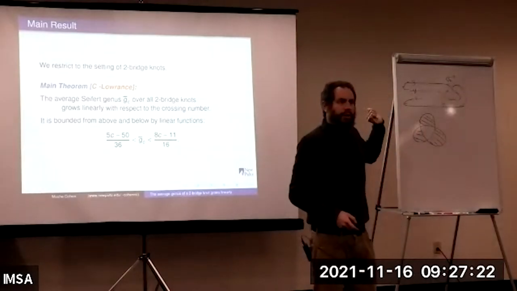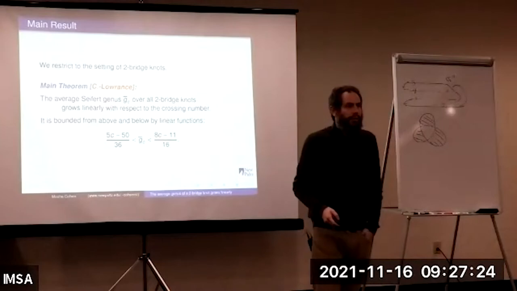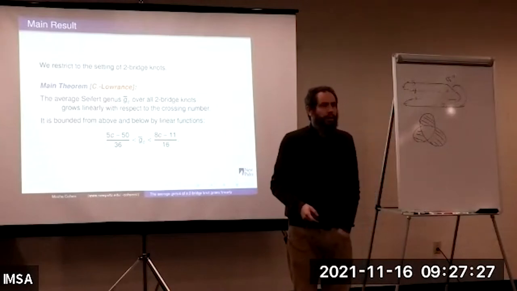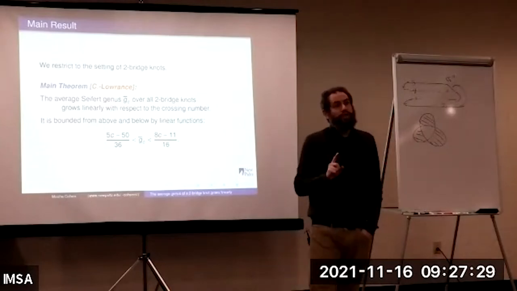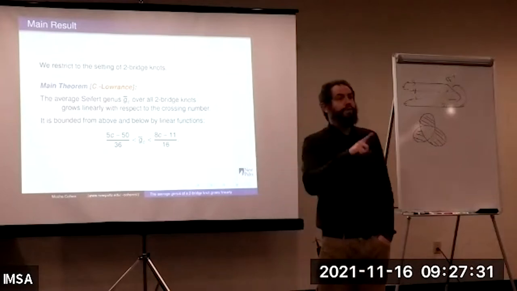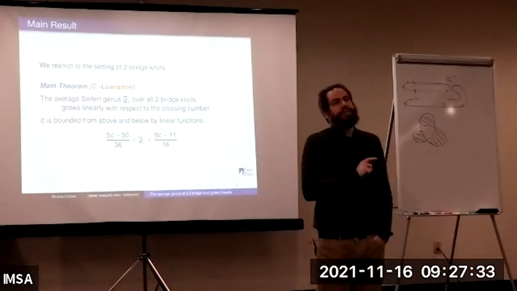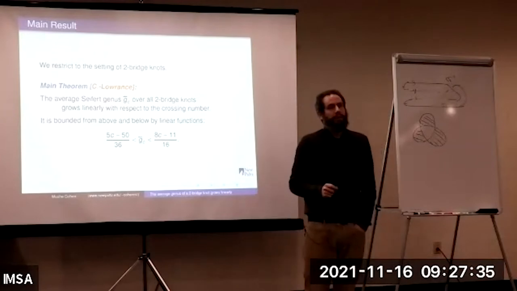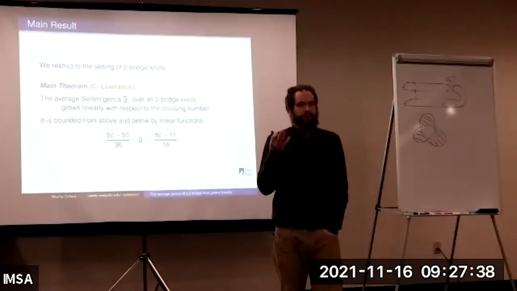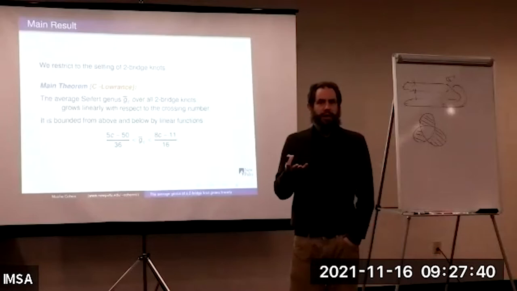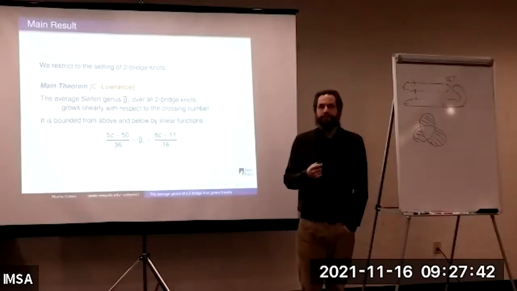Is that okay? Yeah. I'm just trying to think of an example of a knot that's not two-bridge. So all two-bridge knots are alternating, so if you give me a non-alternating knot, I know it's not two-bridge. Is that good? Yeah. Oh, sorry, the question was finding a knot that is not two-bridge.